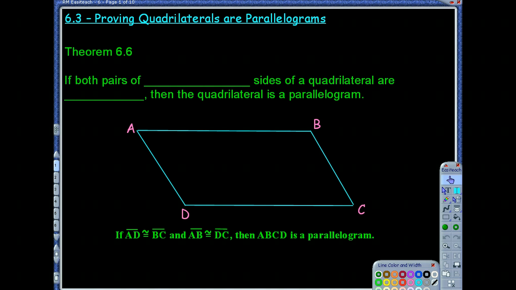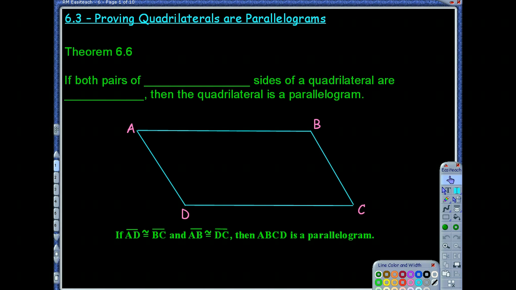Now, we're going to flip that. I'm going to give you some of those different things. Like if I gave you that opposite sides in a quadrilateral were congruent, then you could say it's a parallelogram. So it sounds like the converse of some of the theorems we've already learned. We've filled in the blanks so that this goes a little bit quicker.